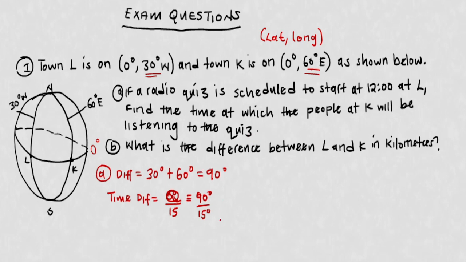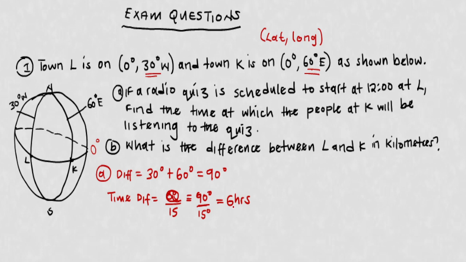So if 1 hour is equal to 15 degrees, how many hours will be in 90 degrees? I'm going to say 15 into 90. How many times does 15 go into 90? It goes there 6 times. So therefore, 90 degrees is equivalent to 6 hours. So I found 6 hours here.